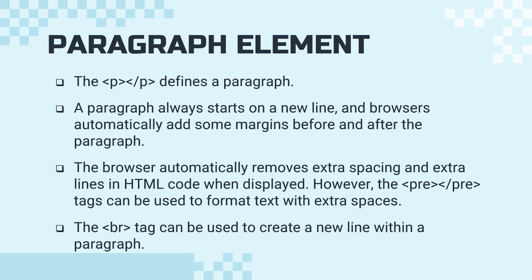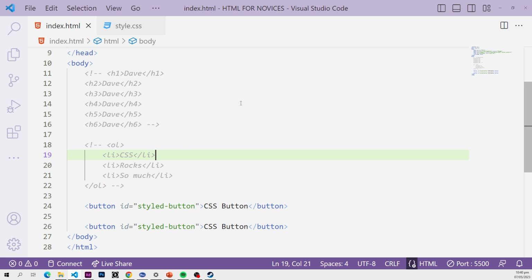The BR tag can be used to create a new line within a paragraph. So the second statement says a paragraph always starts on a new line. But in case you want to start on a new line within a paragraph, or you don't want to start a new paragraph, you can use the BR tags to do this. Now we're going to go into Visual Studio Code to hit on today's points.